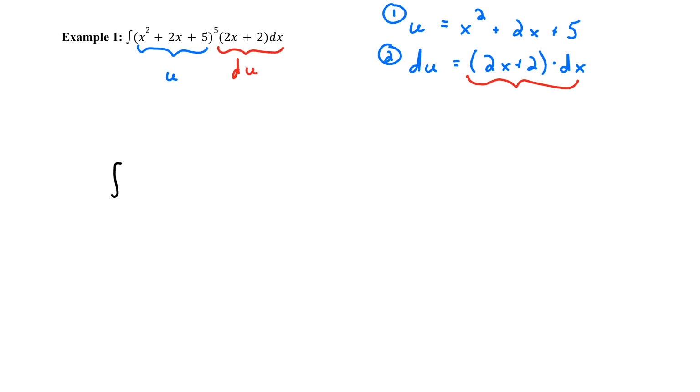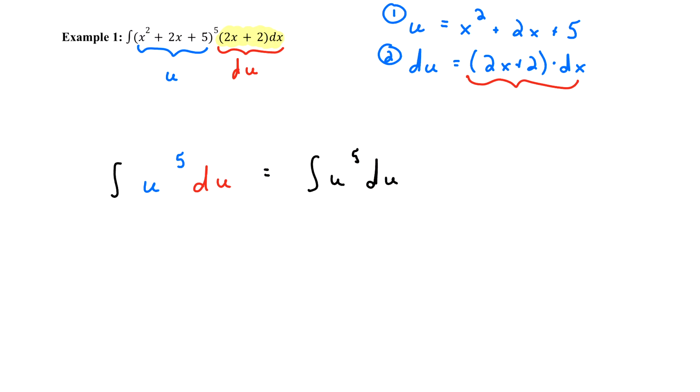So I'm going to rewrite this integral entirely in terms of u. Instead of x squared plus 2x plus 5 to the fifth power, I now have u to the fifth power. And instead of 2x plus 2 dx, I can take out that whole thing and replace it with du. So this is really the integral of u to the fifth power du.